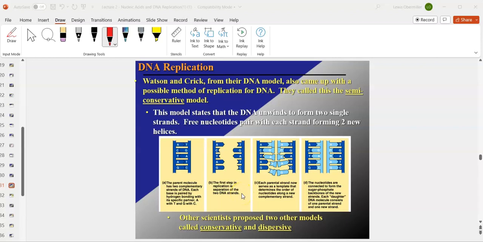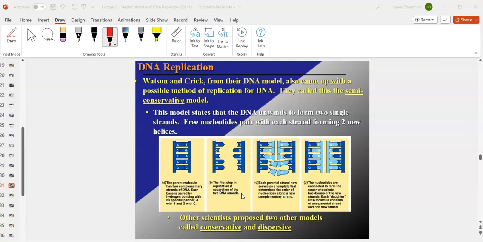Class. So let's just pick up where we left off last time, and we're going to talk about DNA replication. So hopefully you know all about nucleic acids and all that good stuff. And now we're going to start working on how DNA replicates. So Watson and Crick came up with their model that Rosalind Franklin helped them with, and from that model they figured out a possible method of replication.